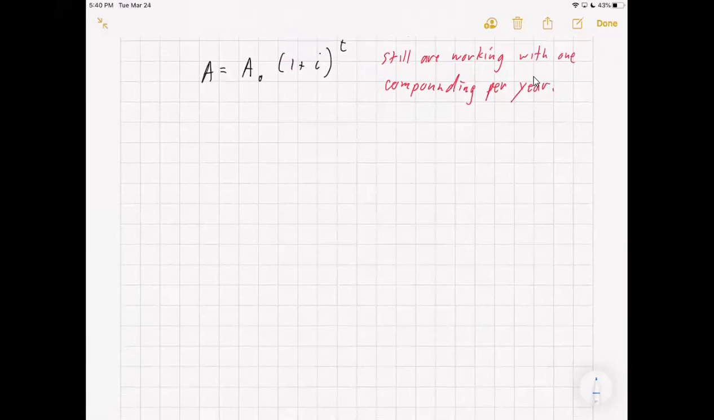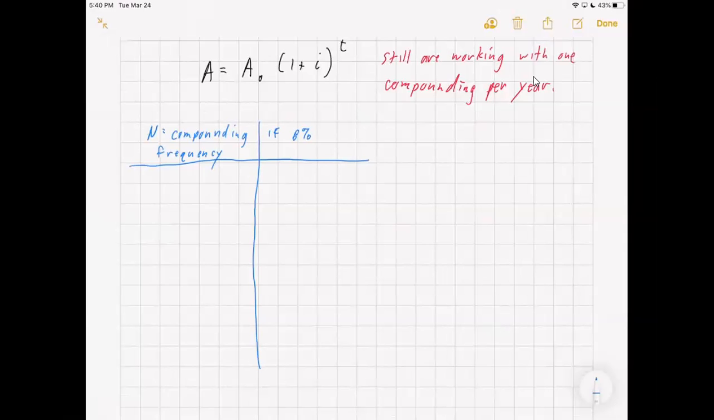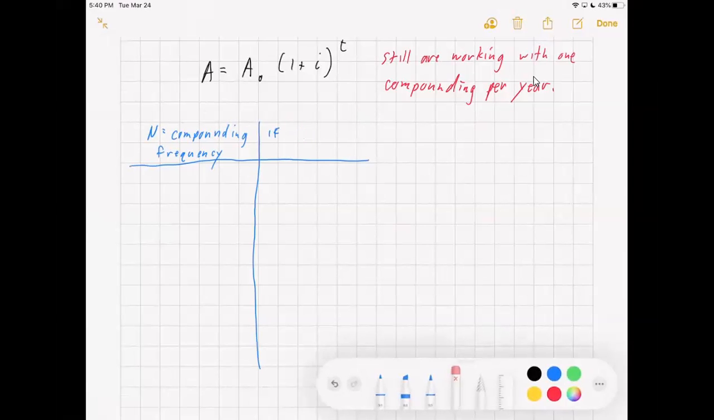Let's have n equal the compounding number, I should say frequency. And then we'll have an example. Let's say the interest rate is 6% annually. Actually, let me change that to 4%. It'll work out more nicely. Let's work with 4% annually.